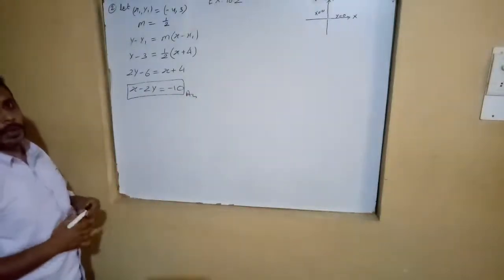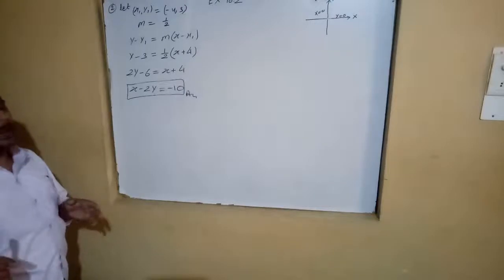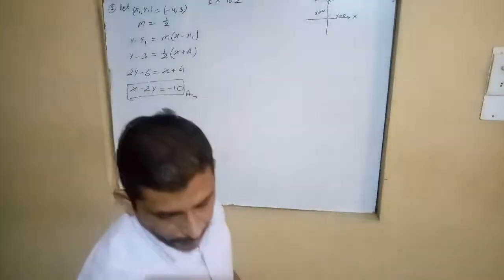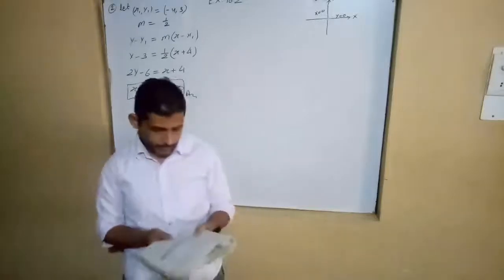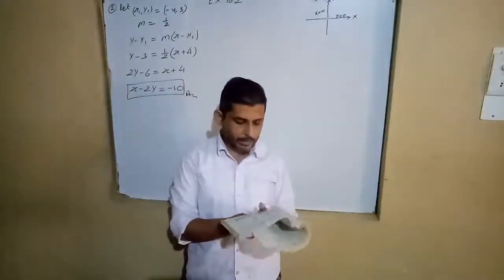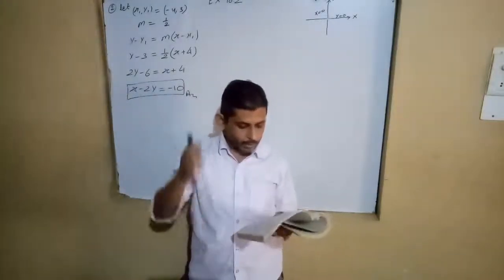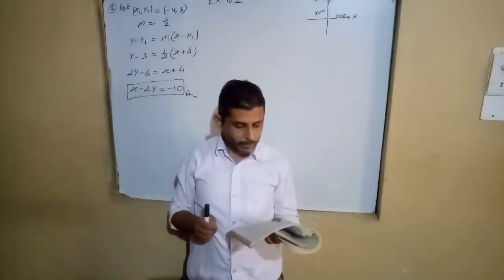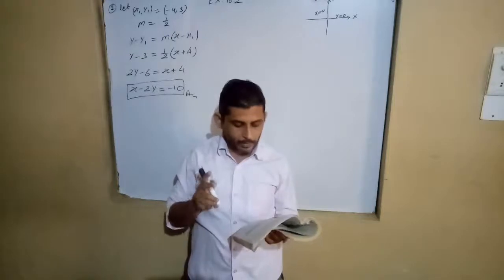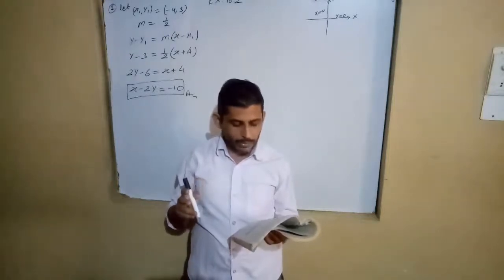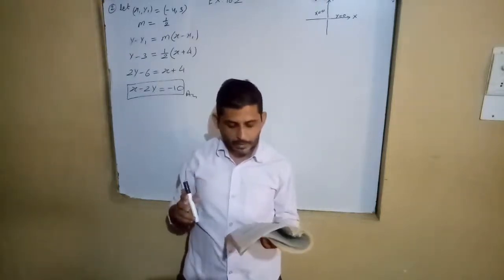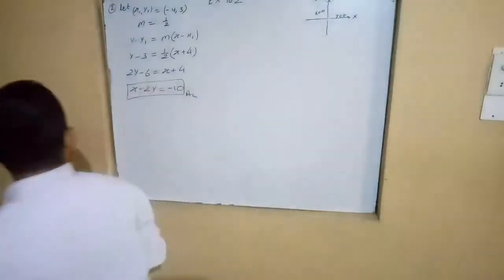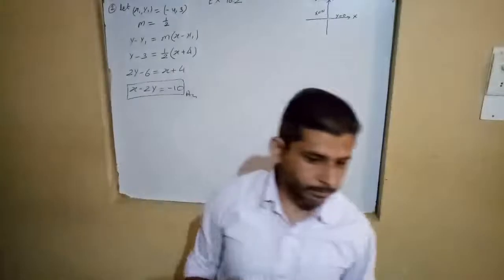Clear? So if you understood the basics very well, you can solve all the questions very easily. Now look at question number three. The third is the same as the second. Fourth: we have to find the equation of the line which passes through (2, 2 root 3) and is inclined with the x-axis at an angle of 75 degrees. Means here we have two pieces of information.